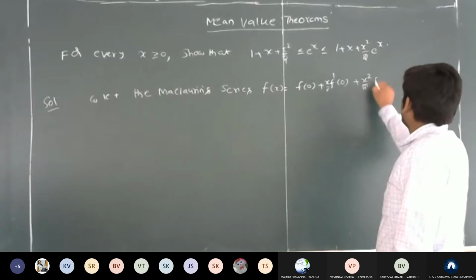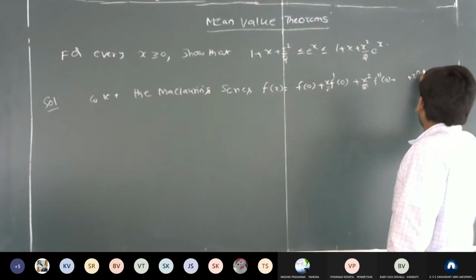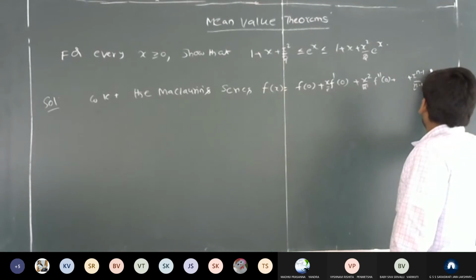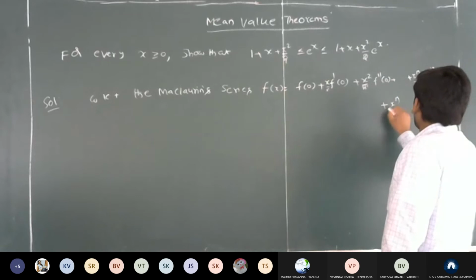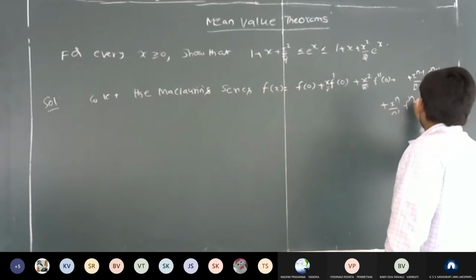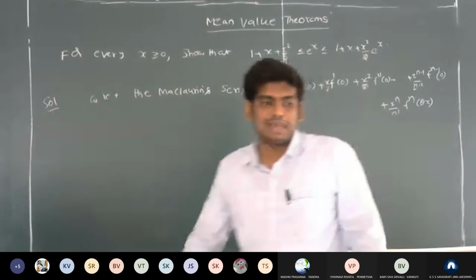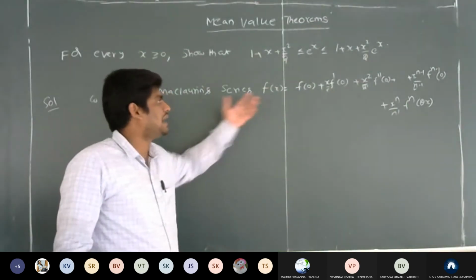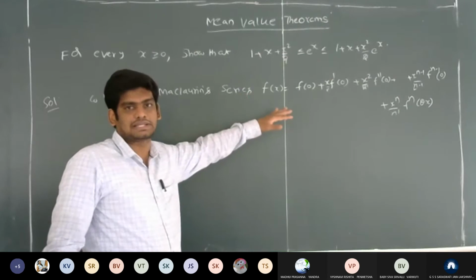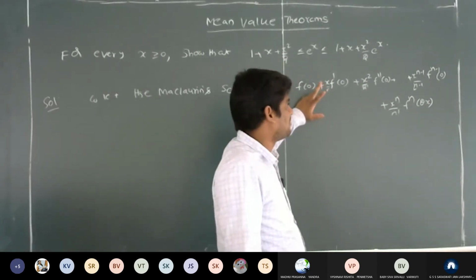plus x square by 2 factorial into f double dash of 0 plus and so on plus x power n minus 1 by n minus 1 factorial into f n minus 1 of 0 plus x power n by n factorial into f n of theta x. Originally it is a plus theta h, but in place of h you may take x also, no problem with that.